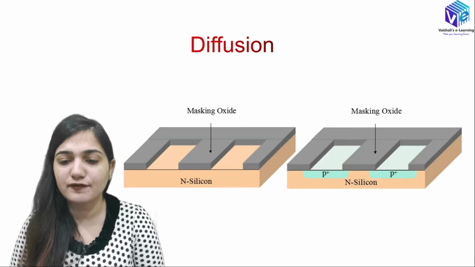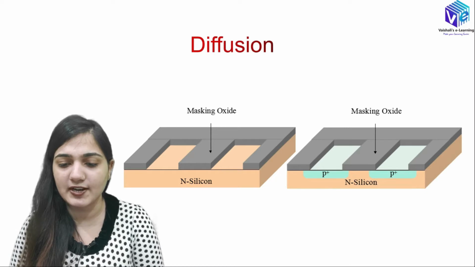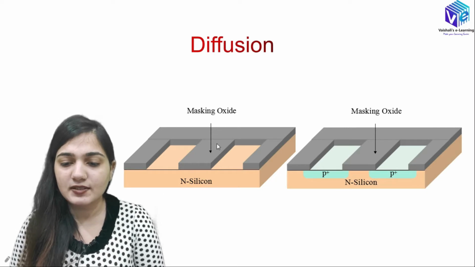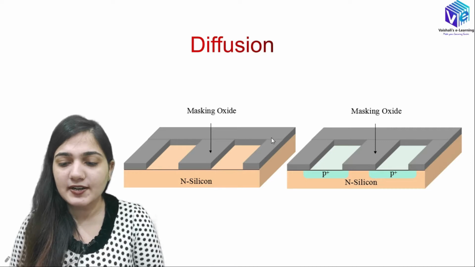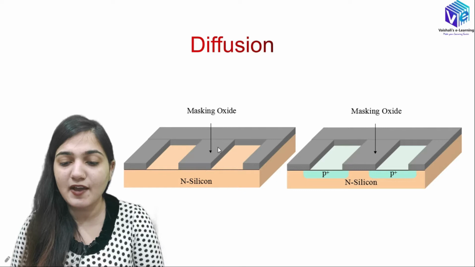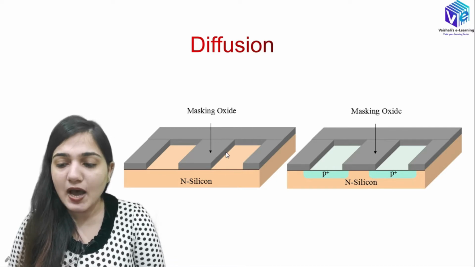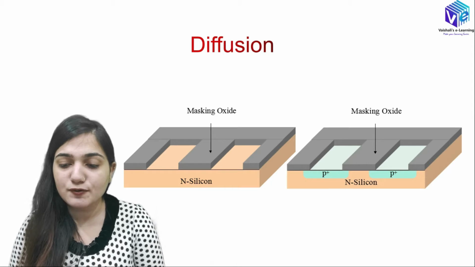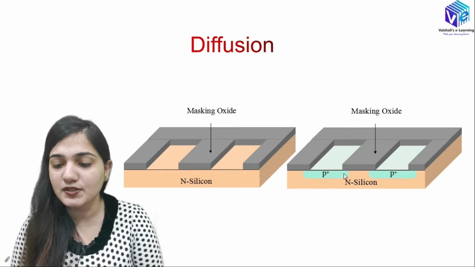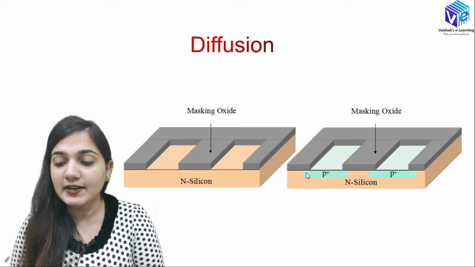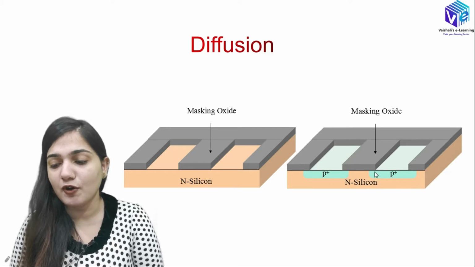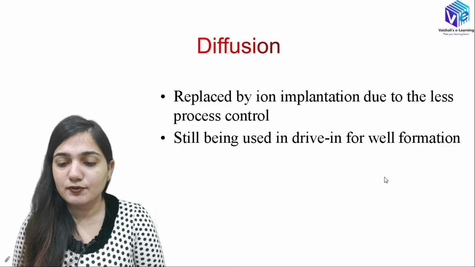Now coming to diffusion using the silicon dioxide mask. You can see this is my oxide layer, the silicon dioxide layer that we have. This is the mask that we formed with the help of the photolithography process. After this we move to the diffusion process, and with its help we have this P-type doped region formed here. Now you can see it.